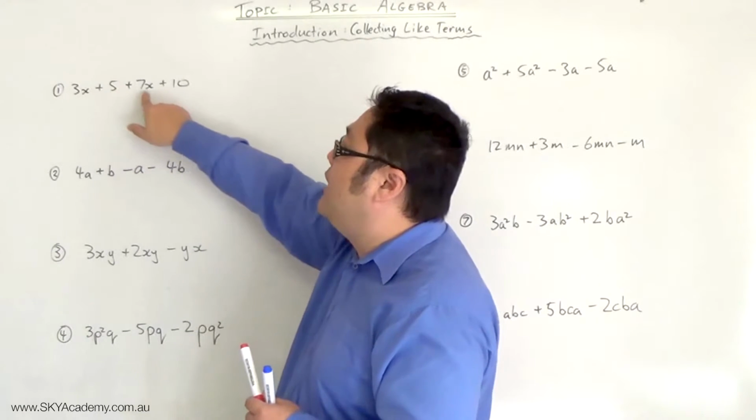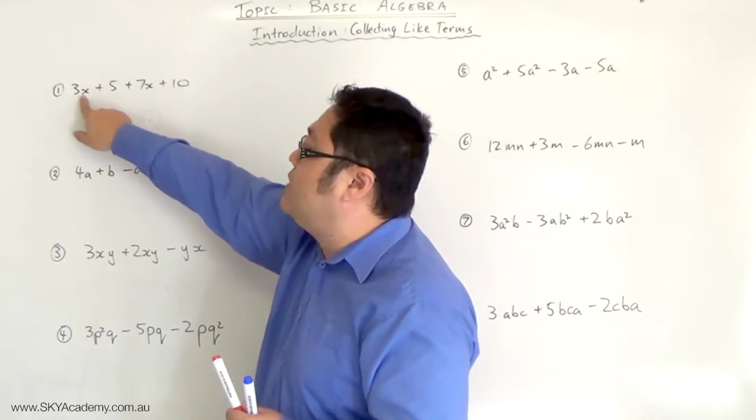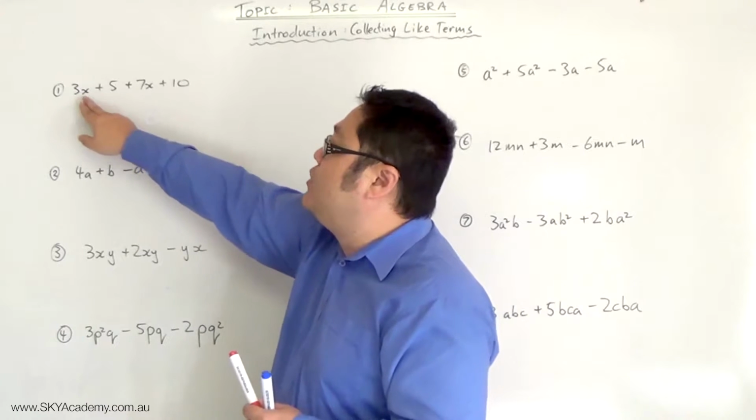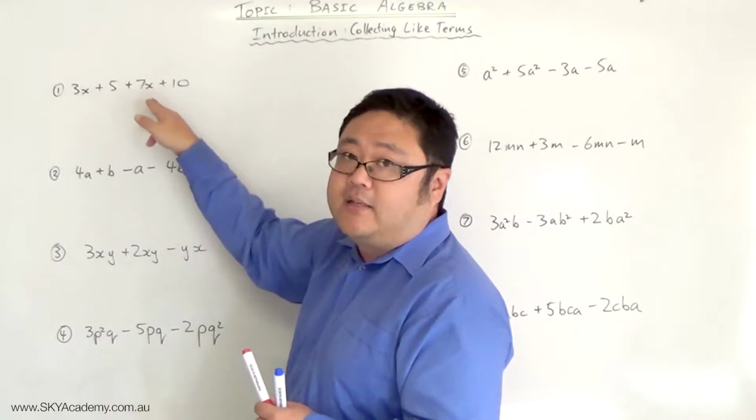So you've got x here and you've got x here. So you've got 3 lots of x's and 7 lots of x's here. These two are called like terms, you can collect them, right?